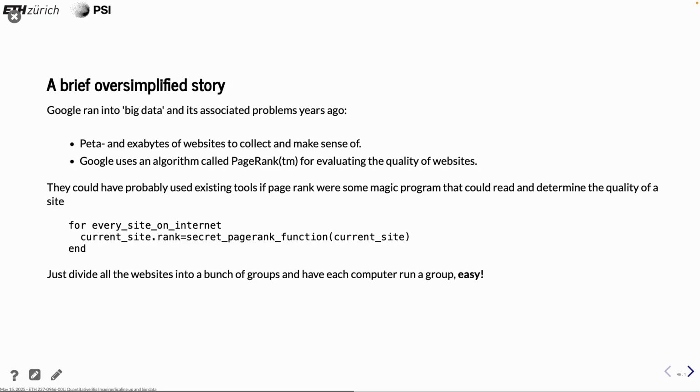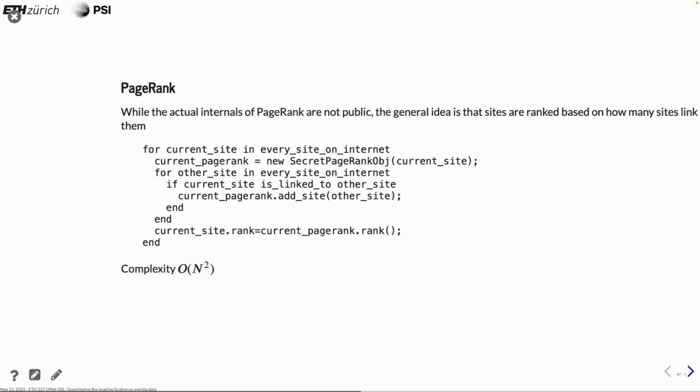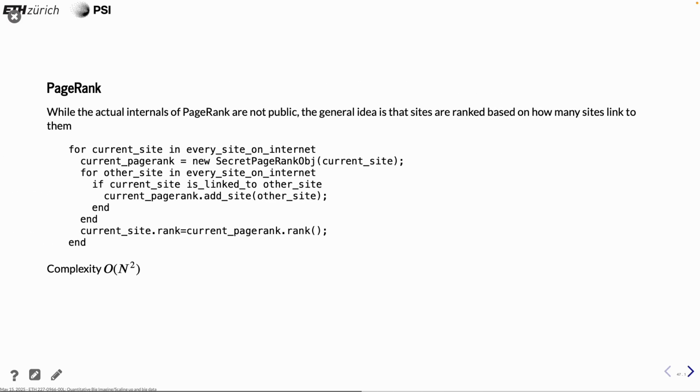Given that number, you need to do it in a parallel way. So one way would be to split it up in different groups. And you could do it, of course, but it soon explodes into a lot of computation, because you have to do a double loop. For every site, for the current site, in every site on the internet, you have to check it. And then in an inner loop, you again have to check for every site which ones are linked to this one, or the other way around. And that gives, in the end, some kind of current site rank.